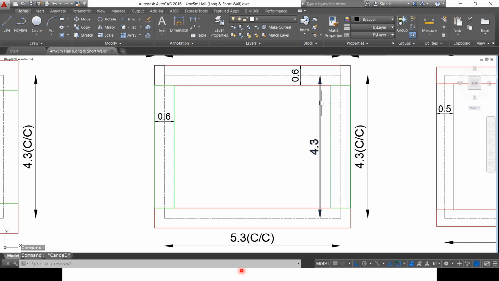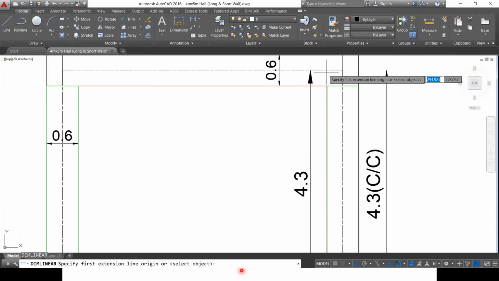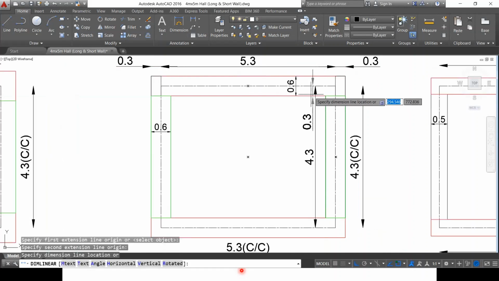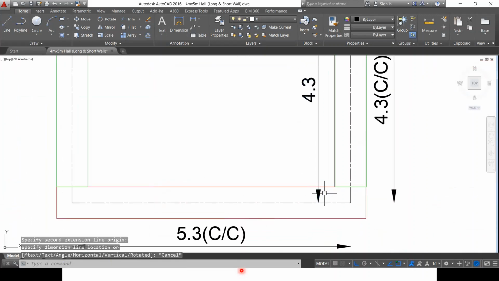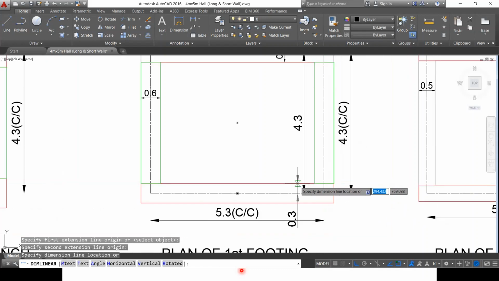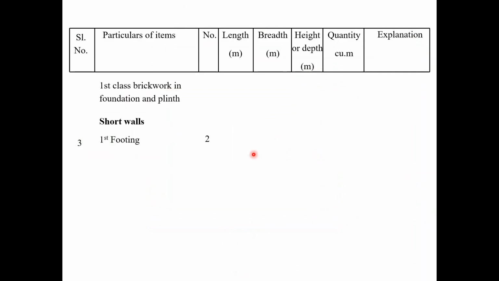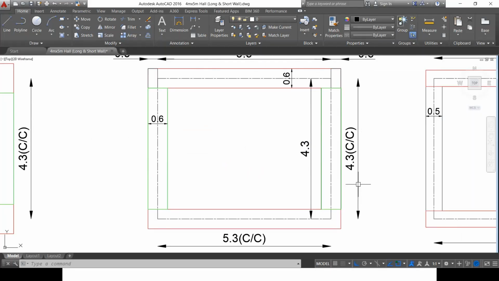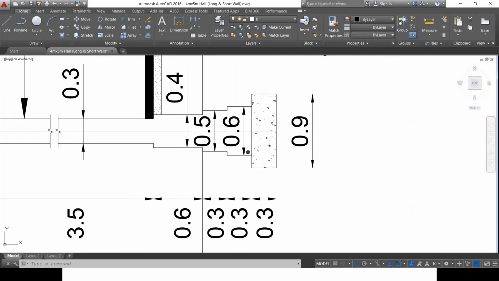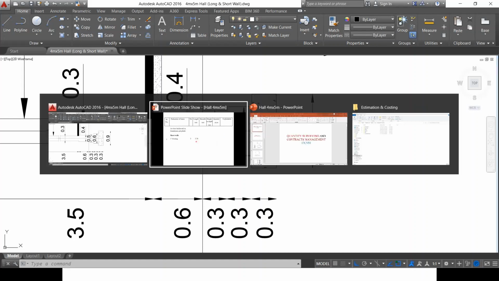What is that value? Which is 4.3 minus this portion, which is 0.6 divided by 2, which is 0.3 on top, and also at bottom, which is 0.3, 0.6 by 2. So the total length will be 4.3 minus 0.6 by 2 minus 0.6 by 2, which will get it as 3.7 meters. The width of the first footing, let's look here, is given as 0.6 meter and depth is given as 0.3 meters.